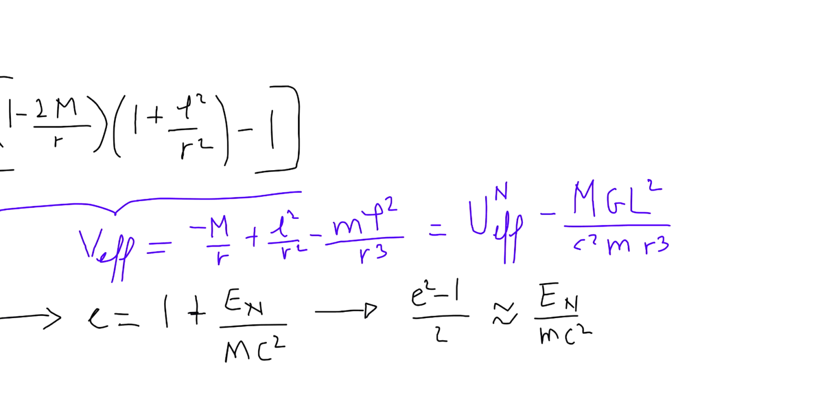It will dominate for small r because the Newton effective potential has only one term divided by r and one term divided by r squared. But here we divide by R cubed. So for small r, it will dominate. But for big R, we see that general relativity goes back to Newton theory. For big R, Newton is totally accurate.